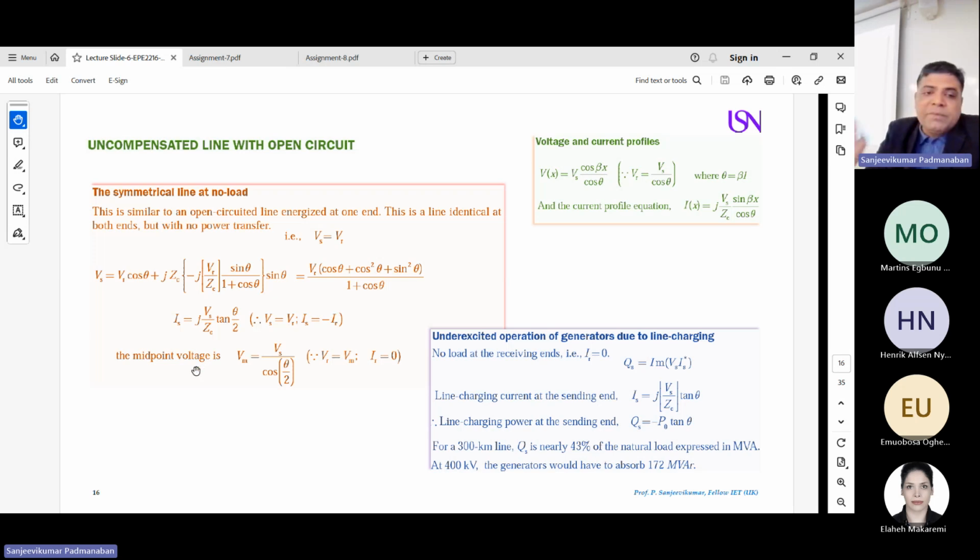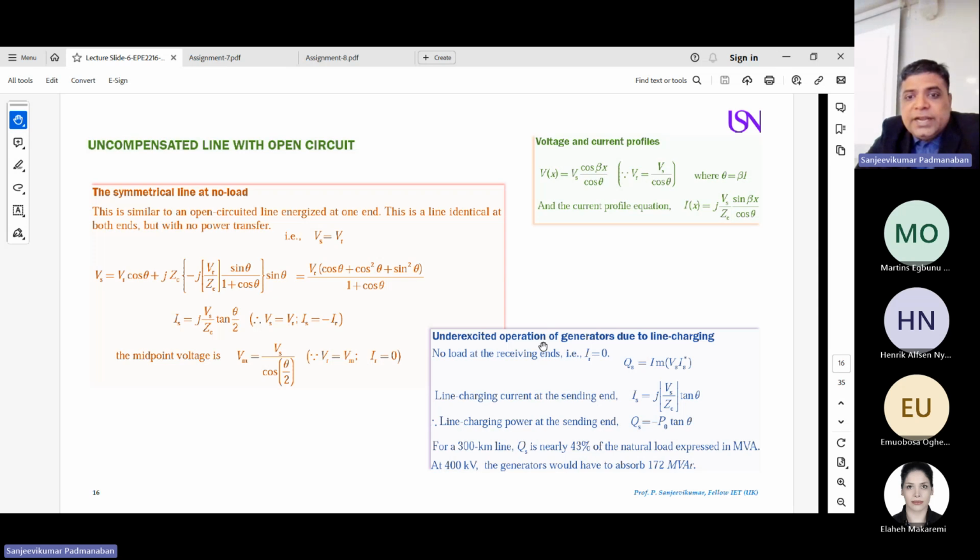If you measure at the midpoint of your transmission line, from the generator towards the load, your midpoint voltage is given by Vs divided by cos(theta/2). Assume, as I said, Vr equals the maximum voltage. The sending end voltage should be equivalent to the maximum voltage and the receiving end current is 0. So this is an ideal condition.